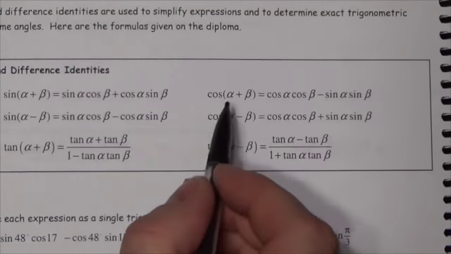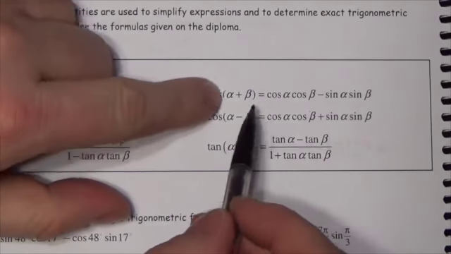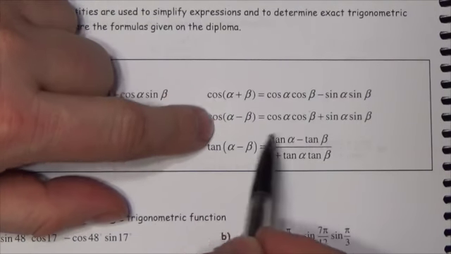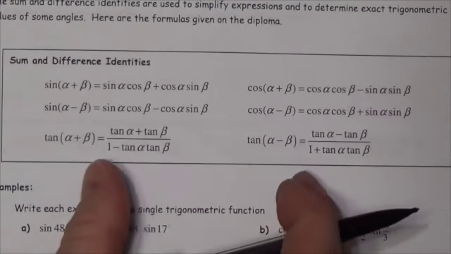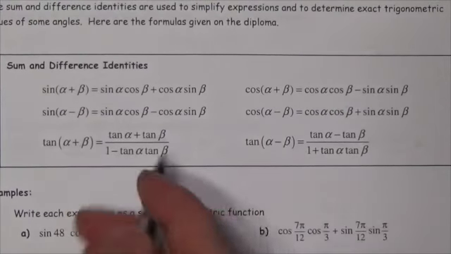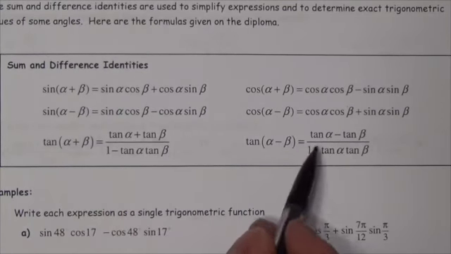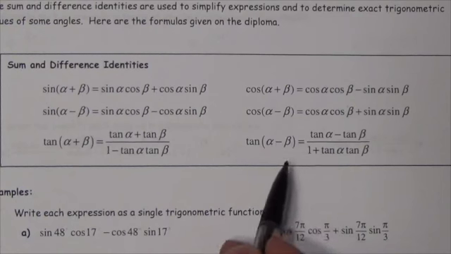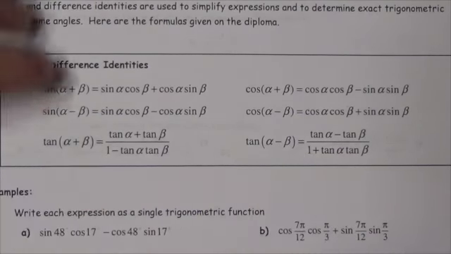For cosine, notice it's going to be cos cos, sine sine, and it's always like that. And if it's addition in between here, it becomes subtraction. If it's subtraction here, it becomes addition. It changes signs. And then for tangent, you've got a pattern here. If you see addition in the numerator, it's addition. Subtraction becomes subtraction. But then down in the denominator, it switches signs.